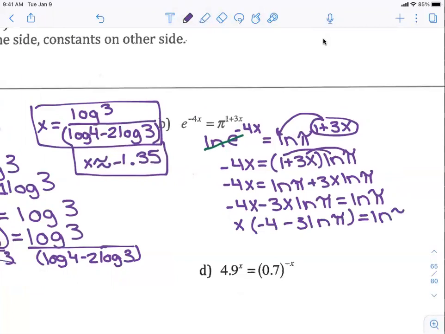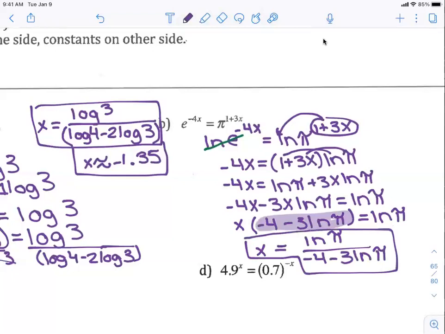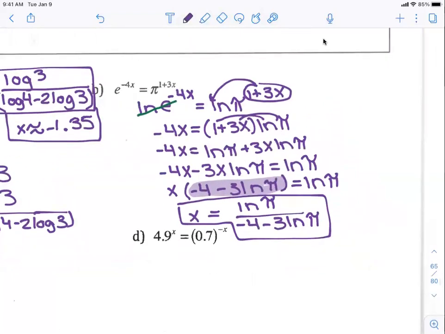And then the last step is to get the x alone. You're going to divide by this entire thing. And when you divide by that entire thing, you're going to get natural pi divided by negative 4 minus 3 natural log pi. You can type that exactly on your calculator. The only difference is make sure you put parentheses around the denominator because there's more than one thing going on. And that's going to be about negative 0.15.